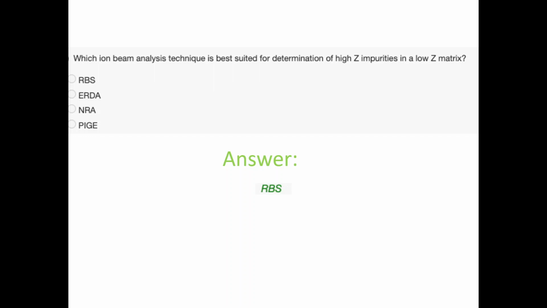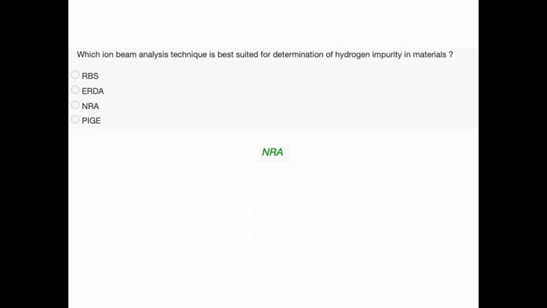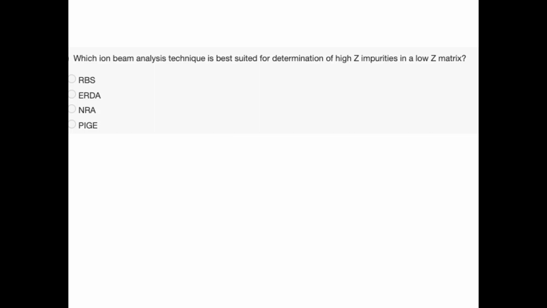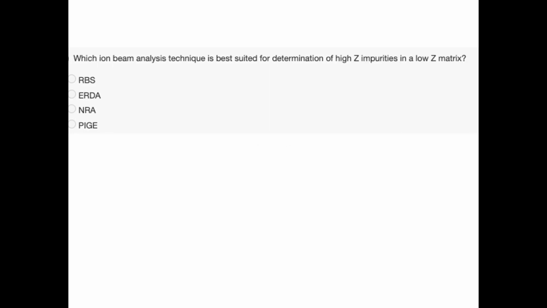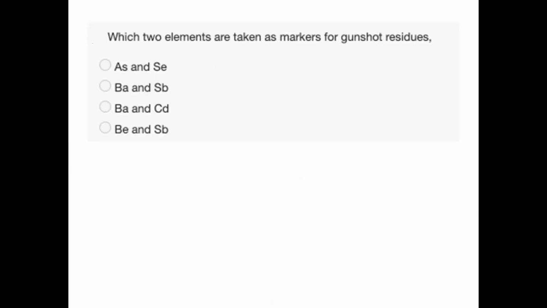Because here it says determination of low Z impurities, including hydrogen, in high Z matrix. This one, ERDA. But this is high Z impurities and low Z matrix. Correct. No, I was talking about the previous one. Yes, for this it should be ERDA. Okay, I'll give a check. I think I'm myself confused. I have to check the slides. Okay, this is RBS for sure.